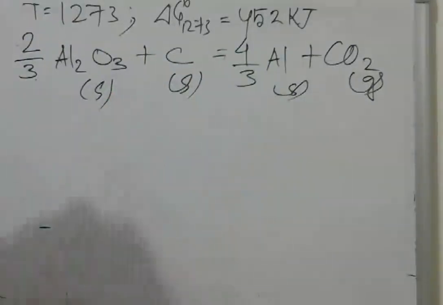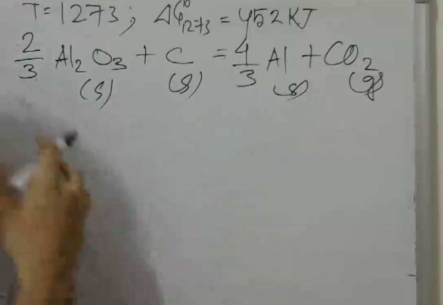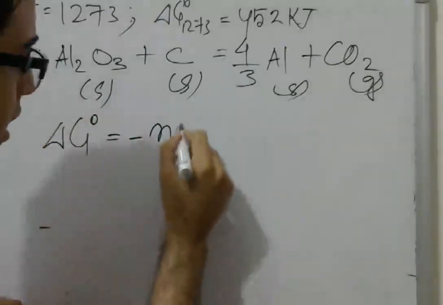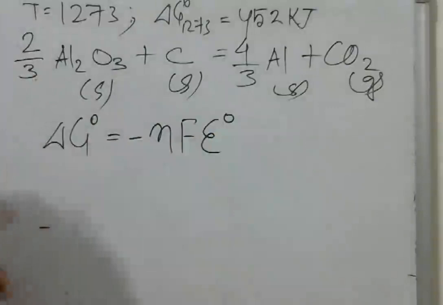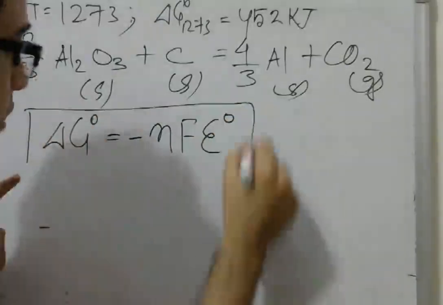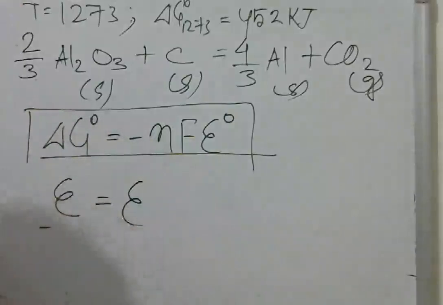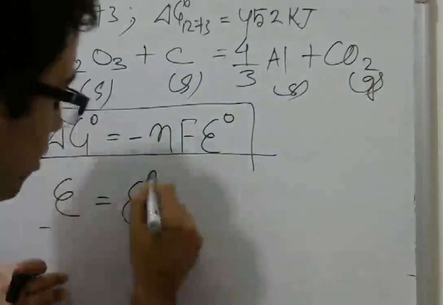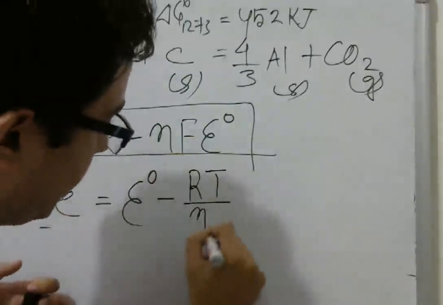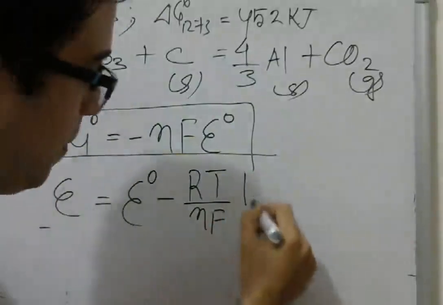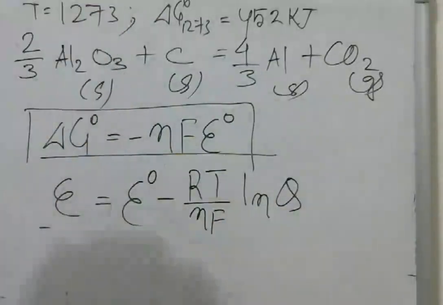So what is your relevant formula? The two important formulas in free energy calculation, relating to the EMF of the cell, are: del G0 is minus NFE0. This is one equation, very important, that we have discussed. And the other, for when it is not occurring at standard states, is E equal to E0 minus RT by NF ln Q. These two concepts are very important.